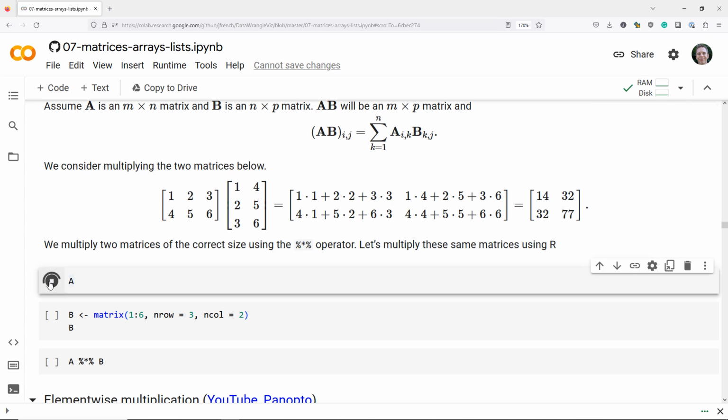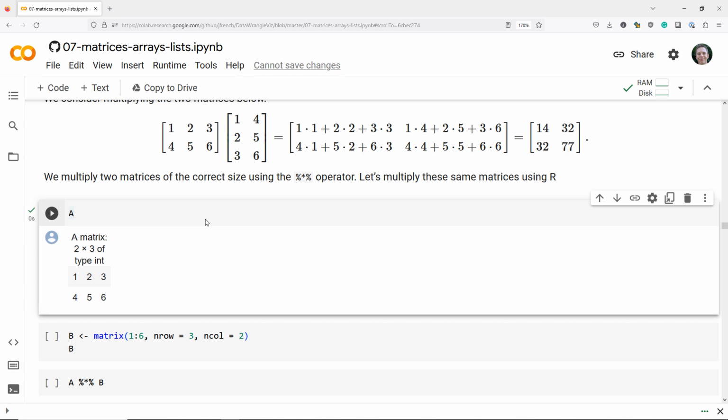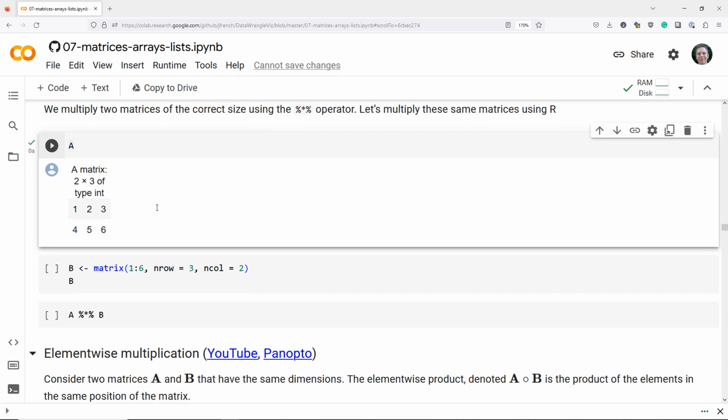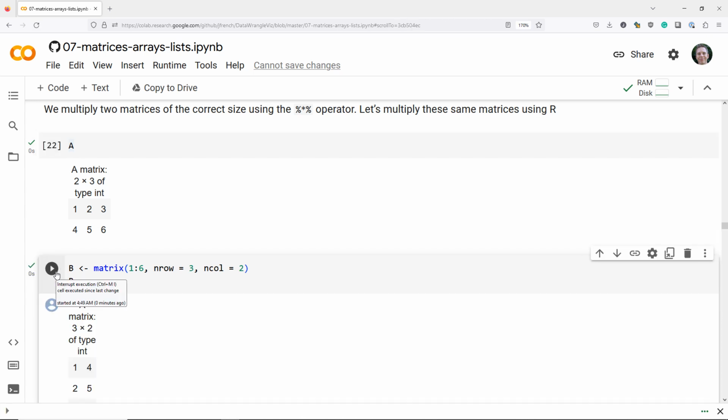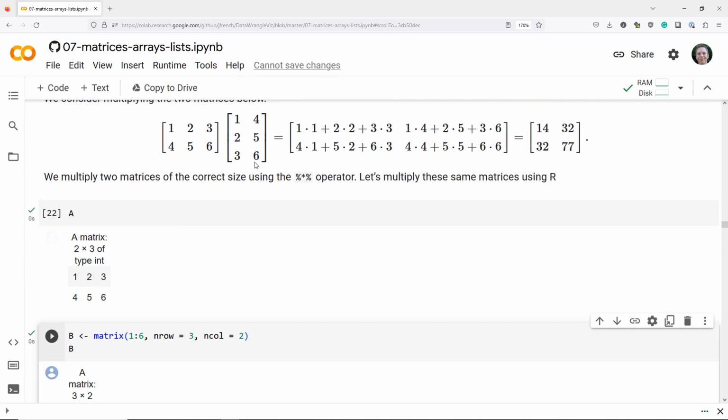We've already defined A, and you can see that we have this 2 by 3 matrix with 1, 2, 3 in the first row and 4, 5, 6 in the second row. Now we need to get our second matrix over here, which is 1, 2, 3 in the first column and 4, 5, 6 in the second column. There are multiple ways that we can define that, but here's one approach. I use the matrix function, I give it the vector 1 through 6, I specify 3 rows and 2 columns, and because that function fills in the columns one by one, we get the matrix that we desired.